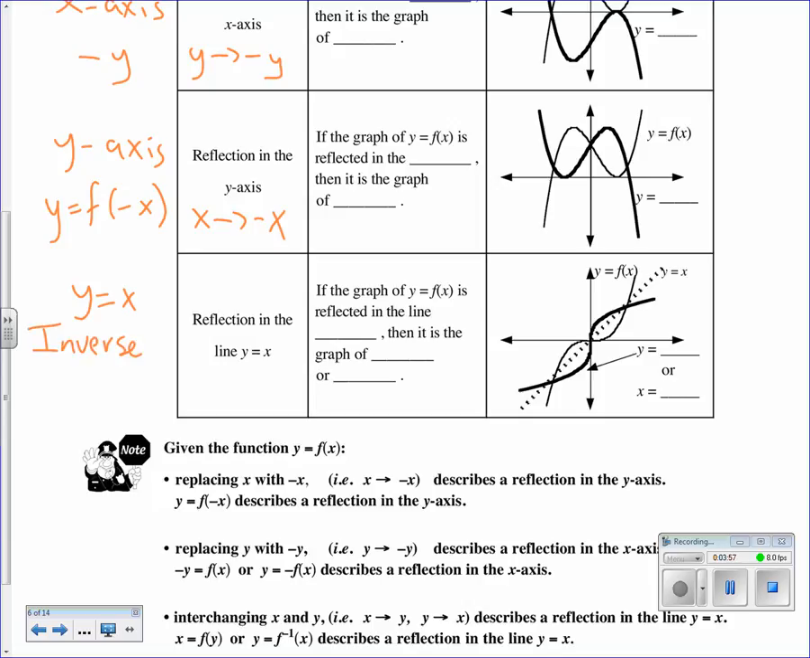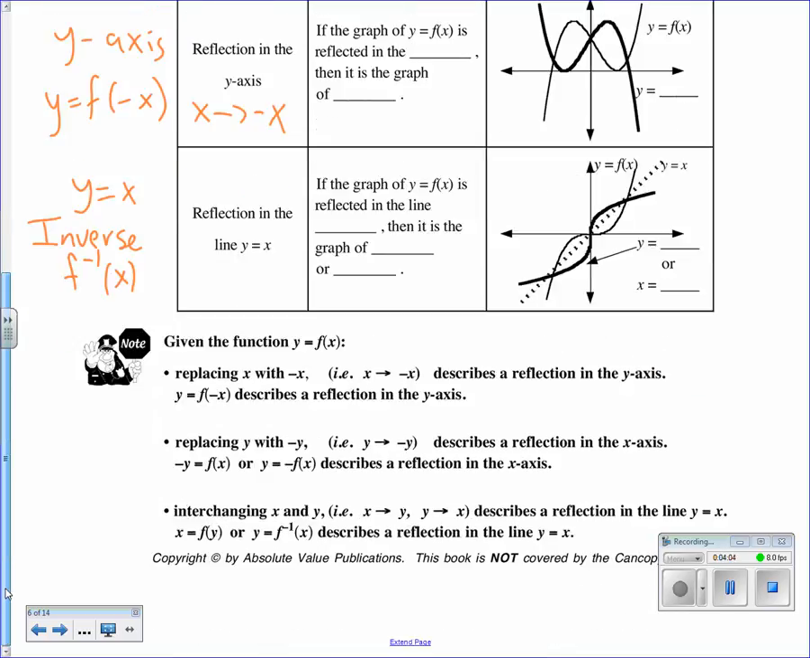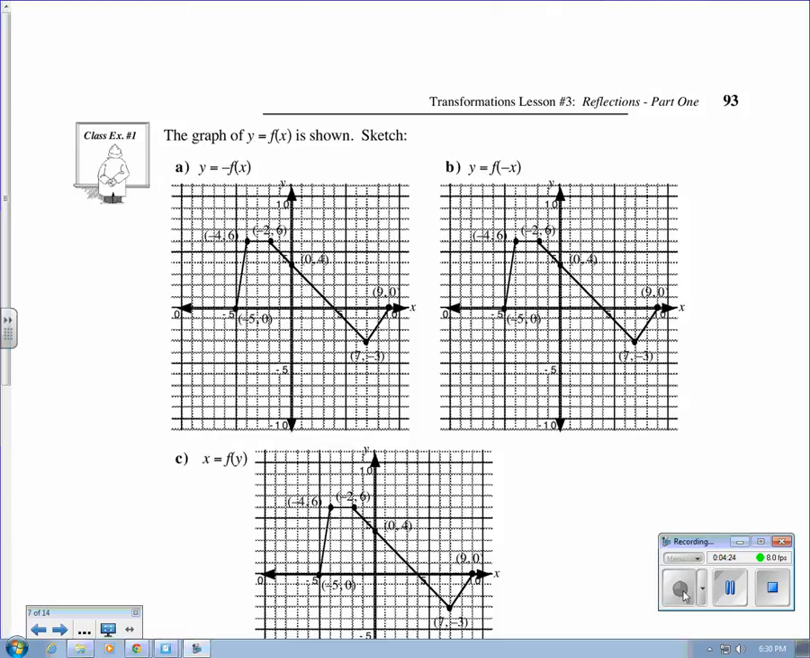And how do we show inverse notation? F to the minus 1 of x. So the policeman has some nice notes. We've talked about them already. Highlight those for yourself. Replacing x with minus x is a reflection in the y-axis. Replacing y with minus y is actually a reflection in the x-axis. And then the exchanging of x's and y's results in an inverse.